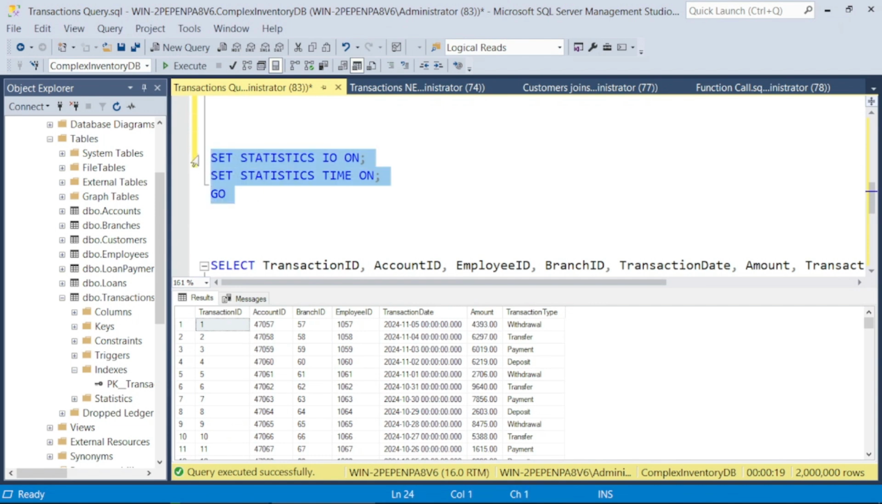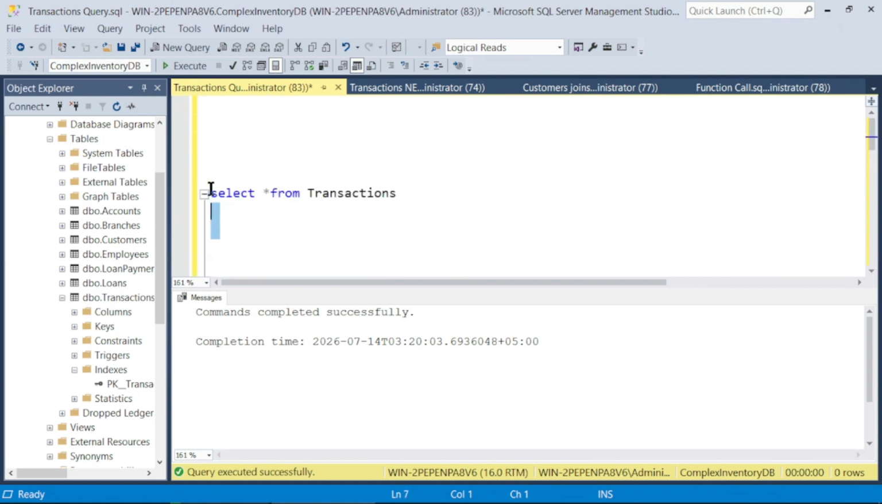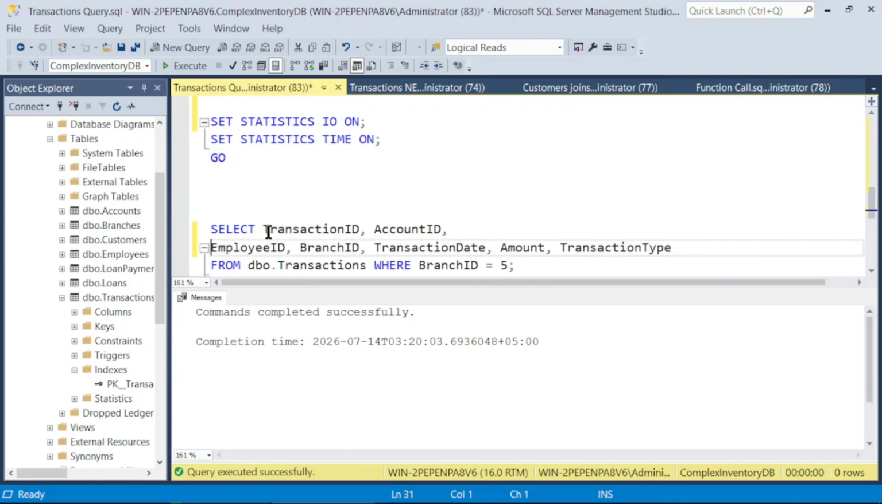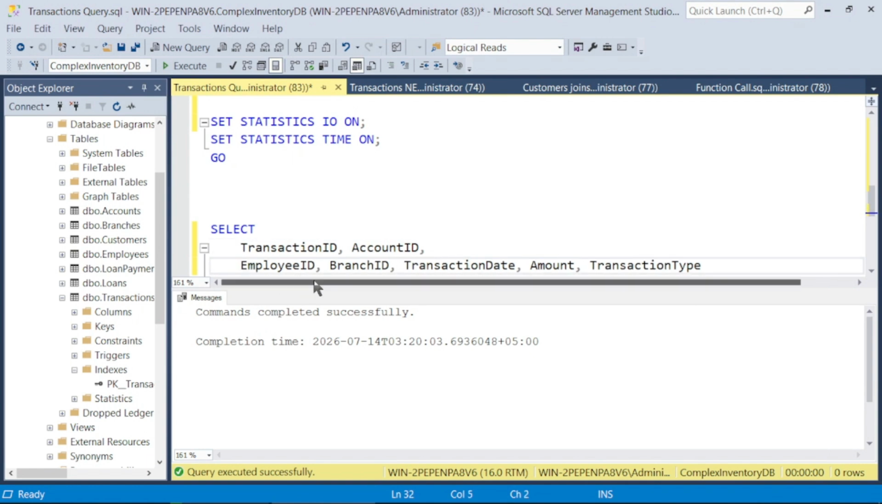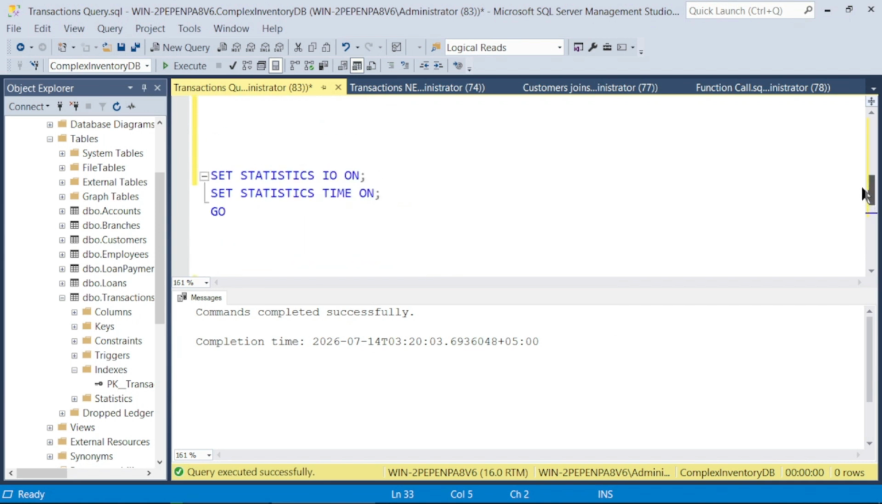Now we enable statistics. Before running the query, let's enable some useful statistics. Set statistics IO on. Next, set statistics time on. Go. These commands don't change the query. They simply tell SQL Server to show us extra performance information after execution.